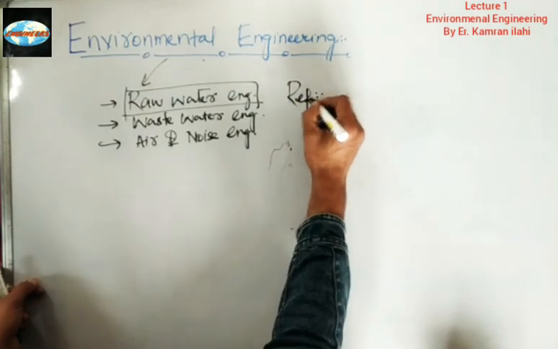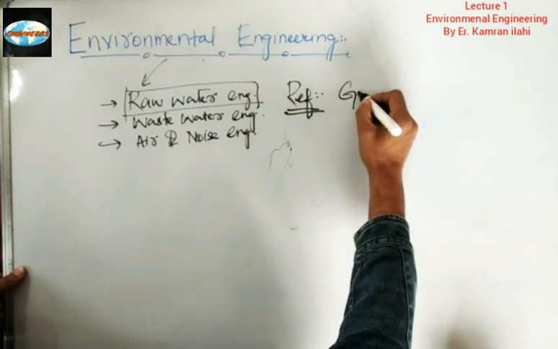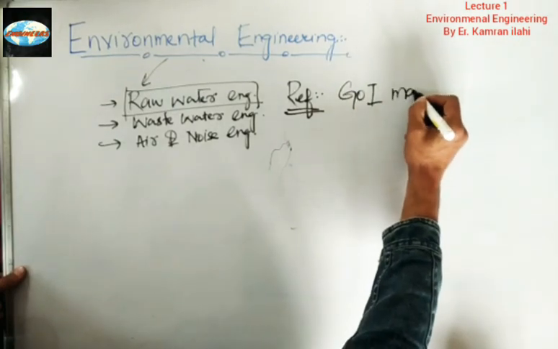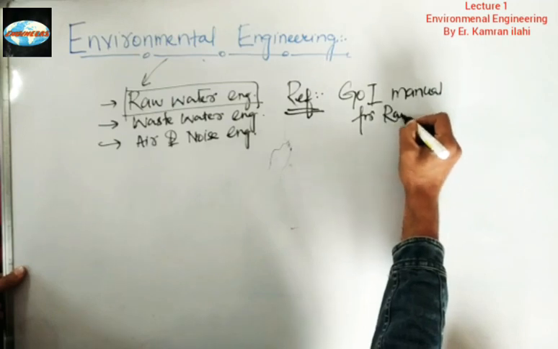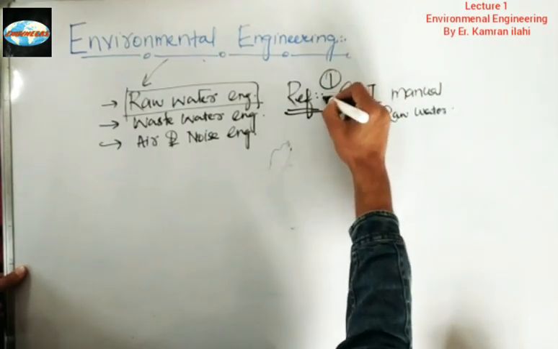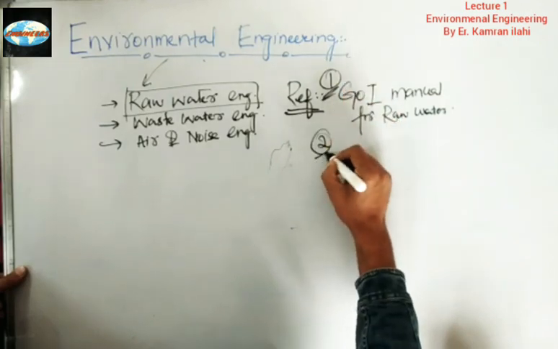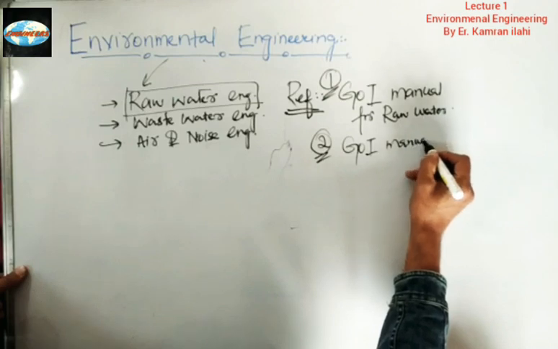You can download it from Google: the Government of India Manual for raw water. This is the first reference you can consult, and the second reference is the Government of India Manual for wastewater.